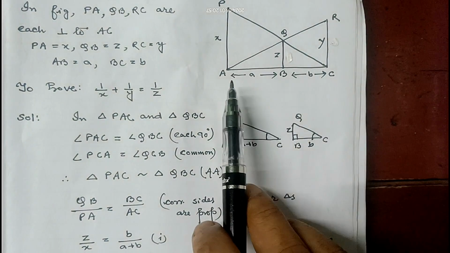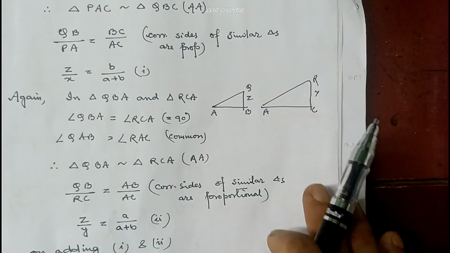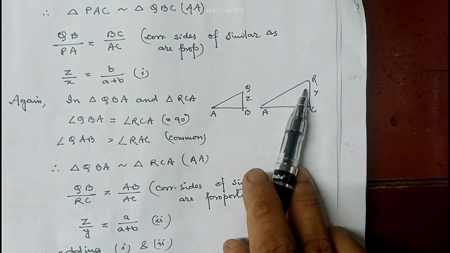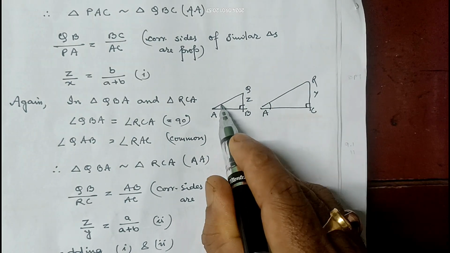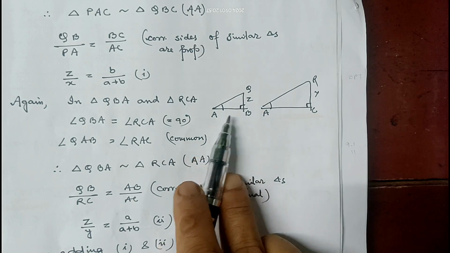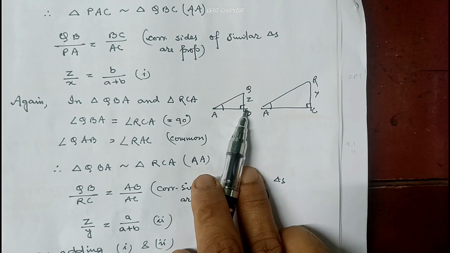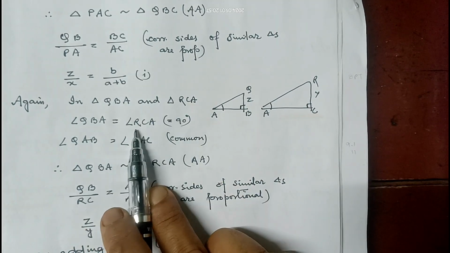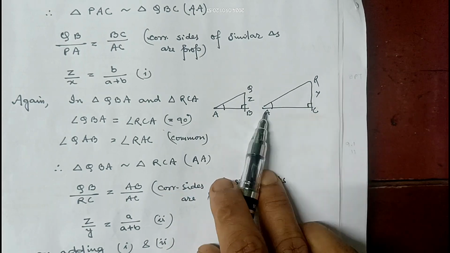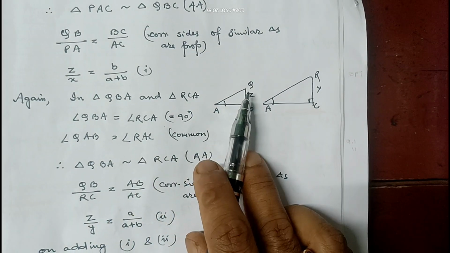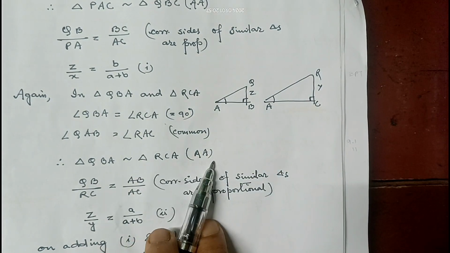Again we are considering the other part, that is ABQ and ACR. This one also I have drawn separately, ABQ and ACR. In these two triangles, this is 90, this is also 90 and this angle is common. So we can write in triangle QBA and triangle RCA, these two angles are 90, so QBA equals RCA and both of them are 90 degree. Again QAB equals RAC, this is the common angle. So triangle QBA is similar to triangle RCA by angle similarity.